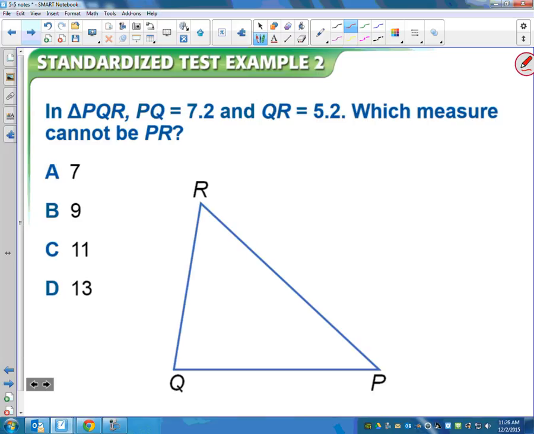Well, couldn't it be A? Isn't it 7 plus 7.2 bigger than this? Like all that. Right? Like it's saying this is 7.2 and this is 5.2.